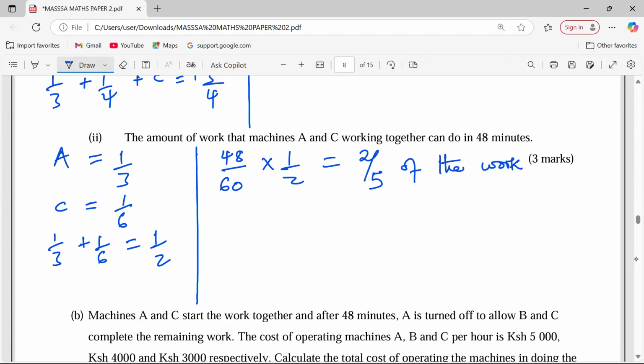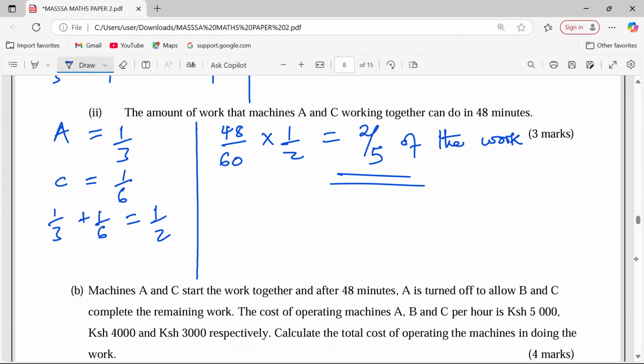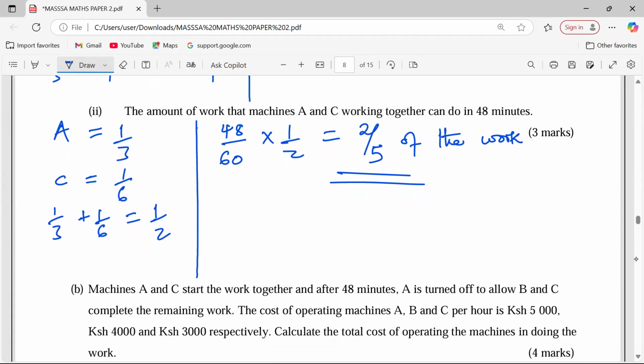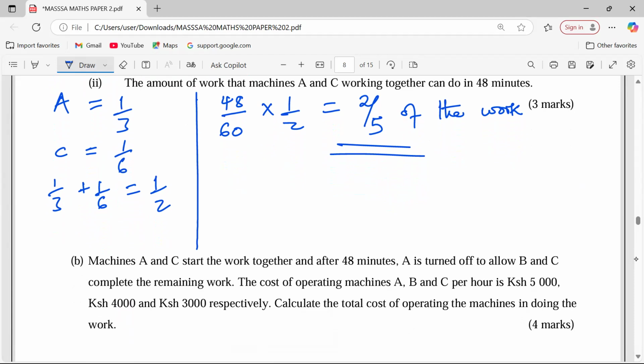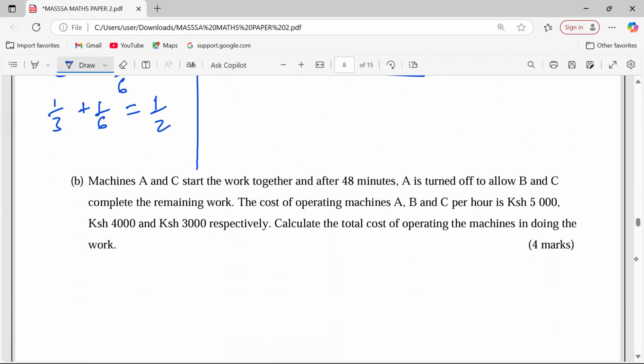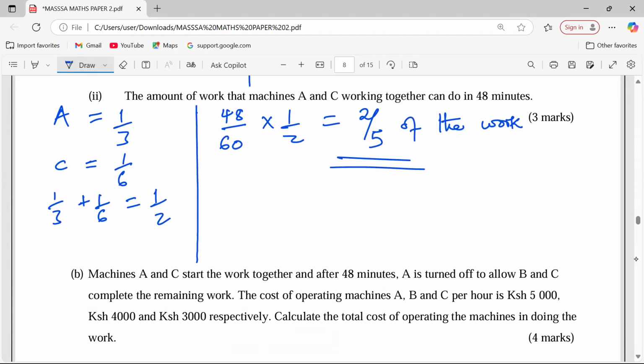Two out of 5 of the work. Yeah, 2/5 of the work. Now, if we have this done, I think we can proceed to part B of the question. It's my hope that you've understood me at that stage.